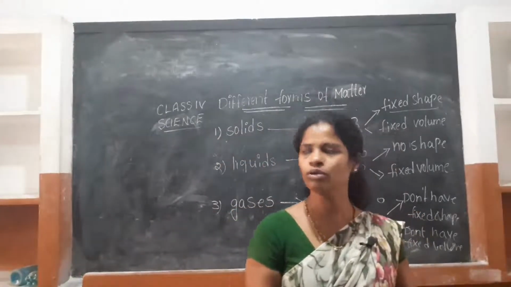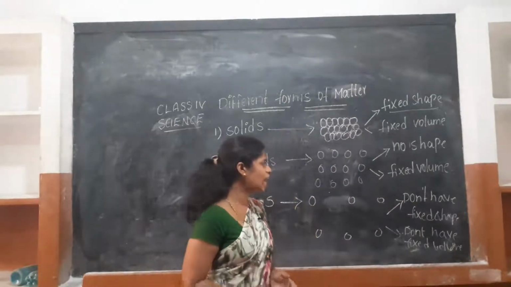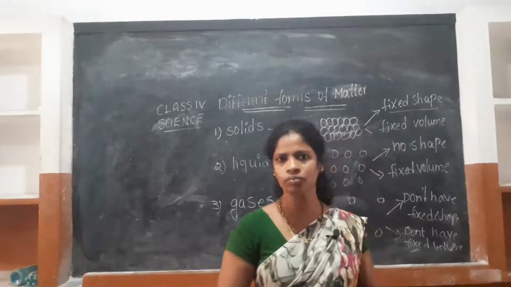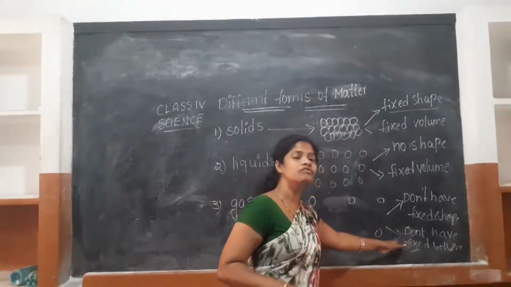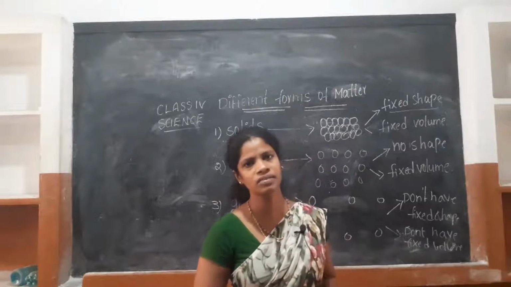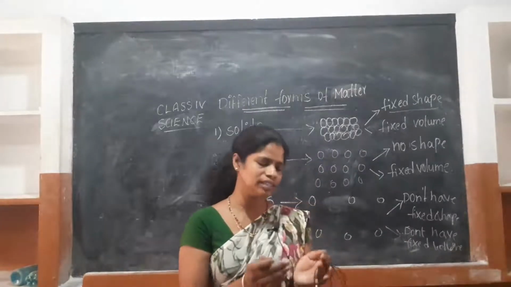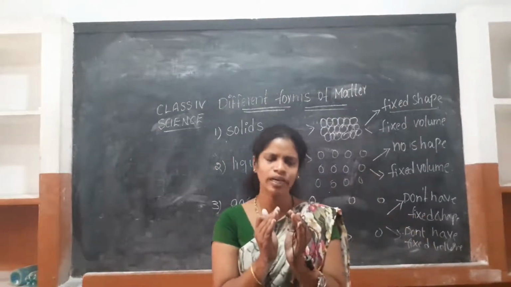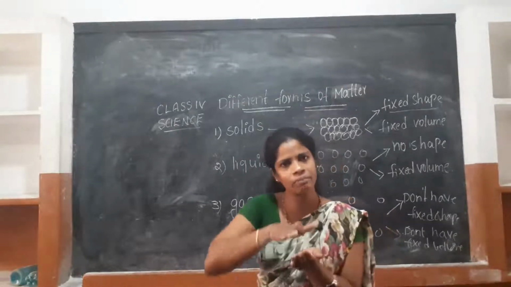We all know there are gases in the air around us. Will they have any shape, children? Can you see them? No, they don't have any fixed shape, and they also don't have a fixed volume, children. Why? Because we can compress gases. If you give this much space, you can keep a lot of gas in that place by compressing it.